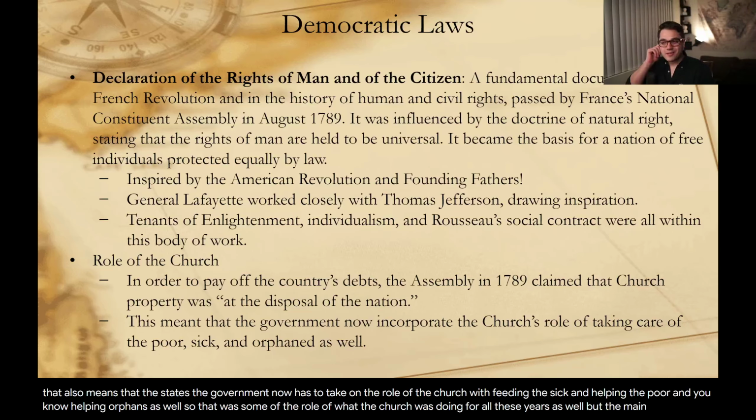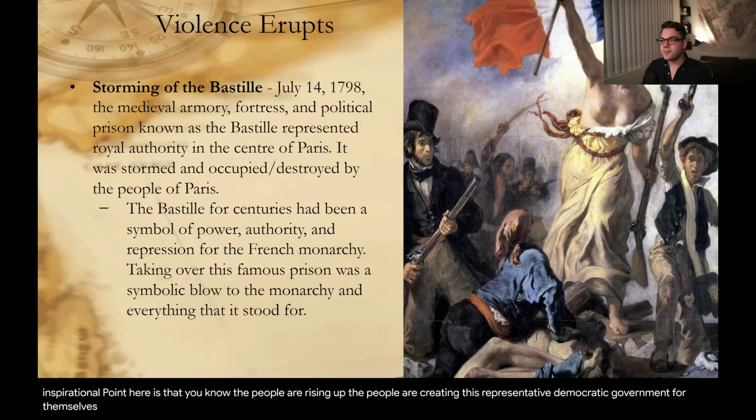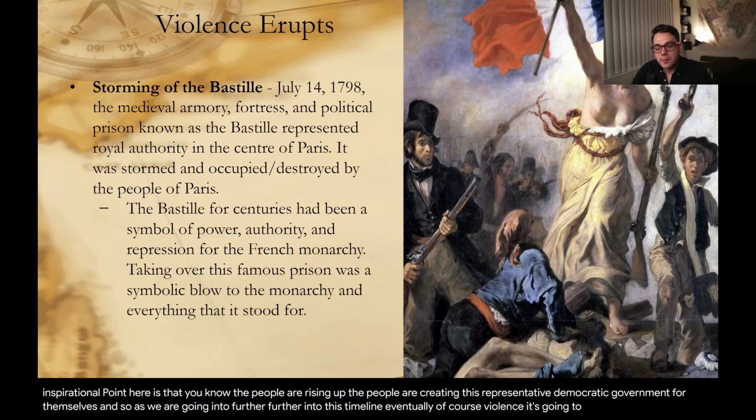But the main kind of inspirational point here is that the people are rising up. The people are creating this representative democratic government for themselves. And so as we are going further into this timeline, eventually, of course, violence is going to erupt.